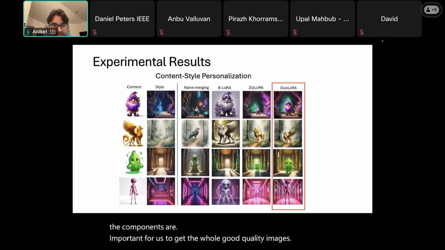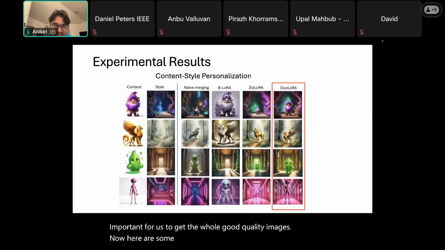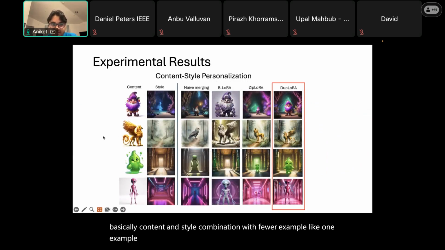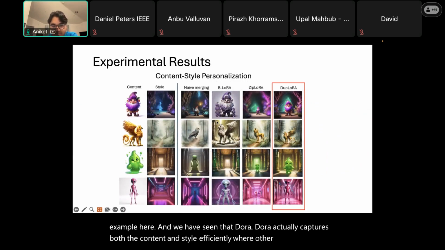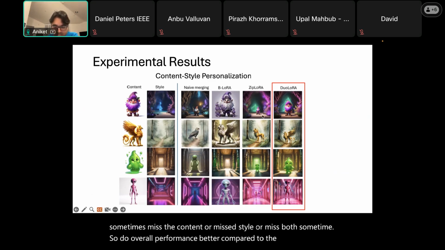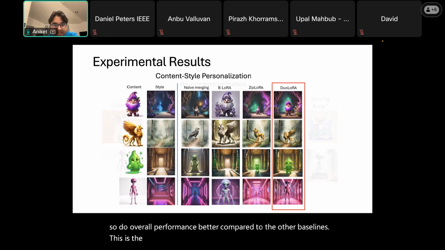Now, here are some qualitative examples of content and style combination with fewer examples, like one example here. We have seen that DuoLoRA captures both the content and style efficiently, where other baselines sometimes miss the content, or miss the style, or sometimes miss both. So DuoLoRA performs better compared to the other baselines.